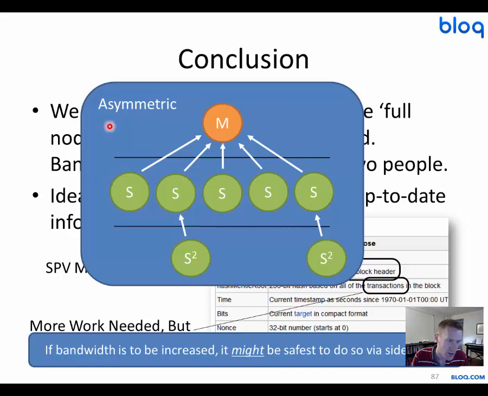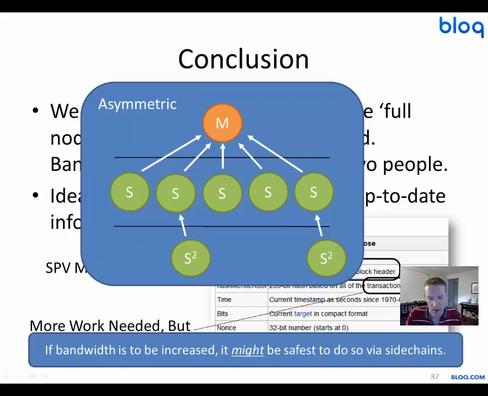So my goal when designing DriveChain was deliberately to push as many problems as possible away from the main chain and into each sidechain, and I think I largely succeeded in that goal. And as a result, the bandwidth itself exists in sort of tiers that can fail in a safe way. So my view is actually that if bandwidth is to be increased, it might be safest to do so via sidechains.